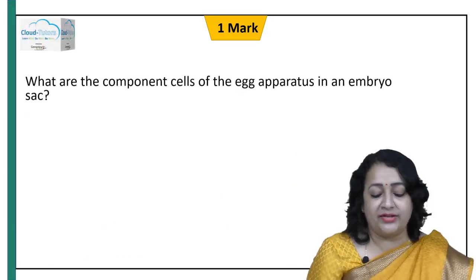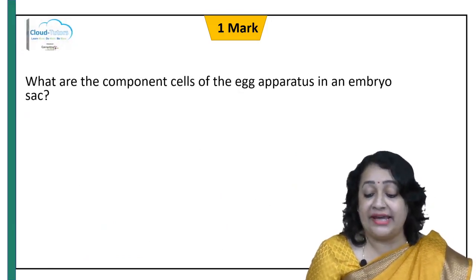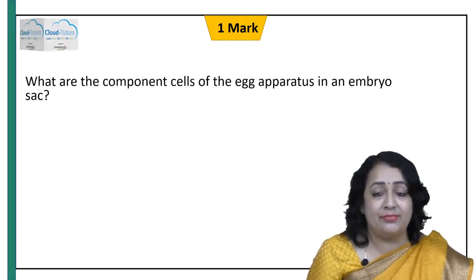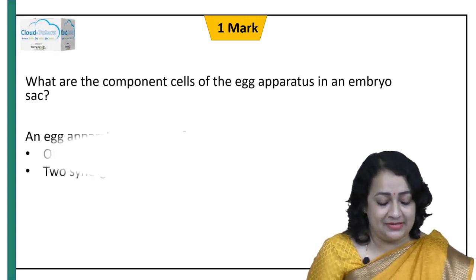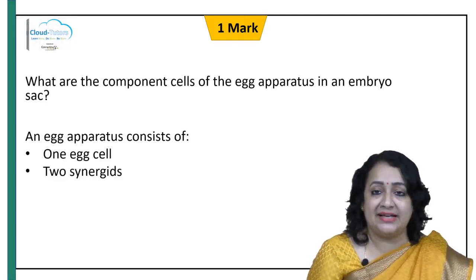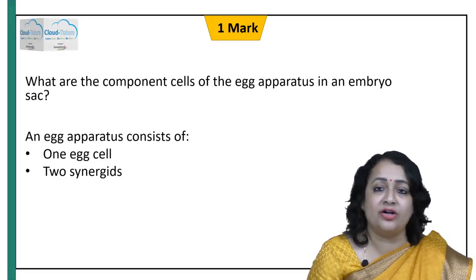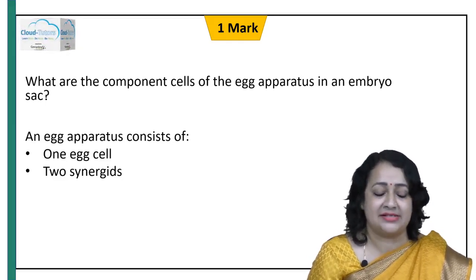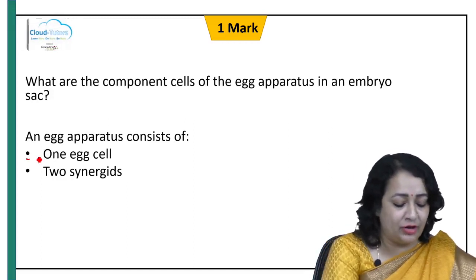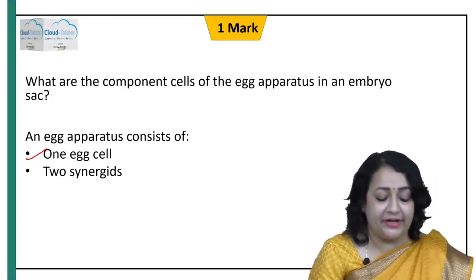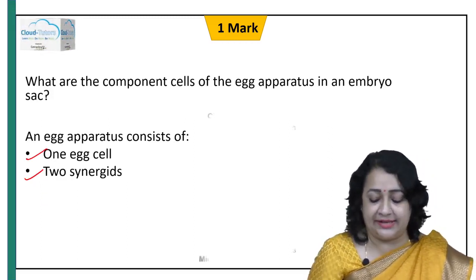Now, what are the component cells of an egg apparatus in an embryo sac? The embryo sac has an egg apparatus. Now what forms this egg apparatus? The egg apparatus will involve one egg cell and two synergids.